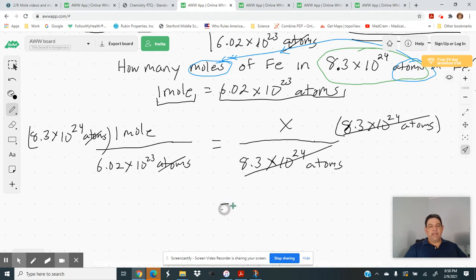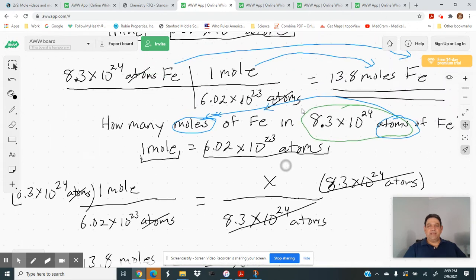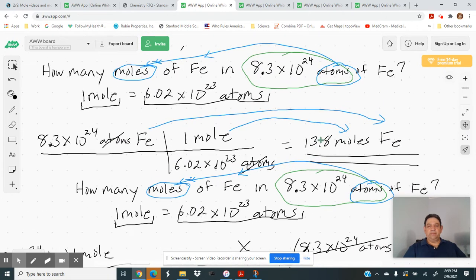And what you're left with is that x equals, x is by itself on this side, 8.3 times 10 to the 24th divided by 6.02 times 10 to the 23rd, which is pretty much the same thing that we did earlier, and that's 13.8. And once again, the atoms cancel, we're left with just moles. And moles of iron, I guess, let's say. So this one would work also, right? Notice it gets the same answer.